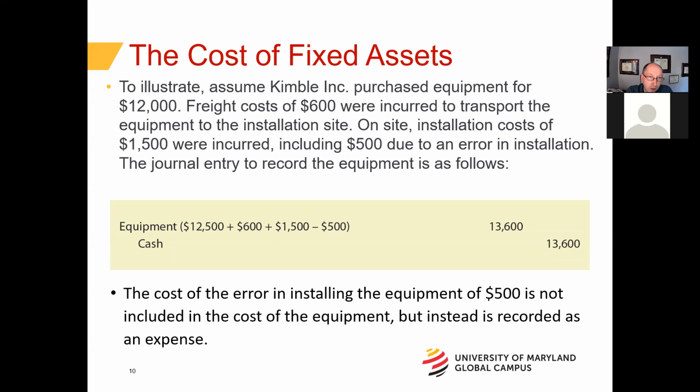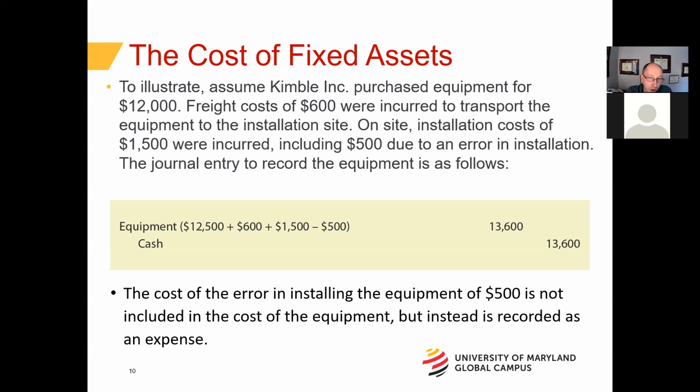12,500 for the initial cost for the purchase price. Why 500, you might be asking? Well, 12,000 plus 500. The 500 comes from the initial cost that was, I guess, eventually expensed out because of the error. Plus 600 for freight plus 1,500 for the installation. Then we subtract out 500. Why subtract out the 500? Because there was a $500 error in the installation process. So that tells us that our initial cost of the equipment on our balance sheet is 13,600.